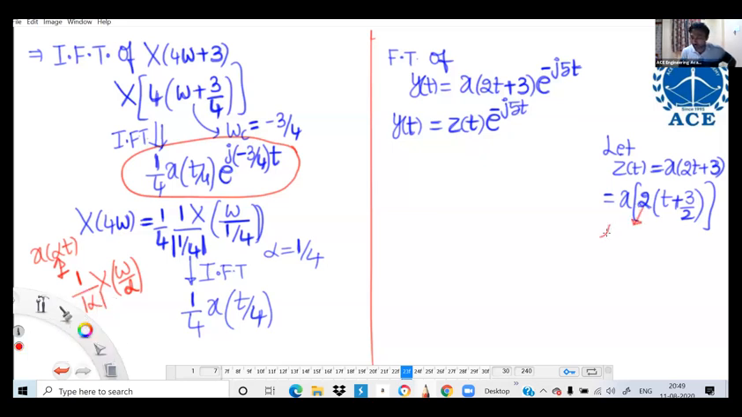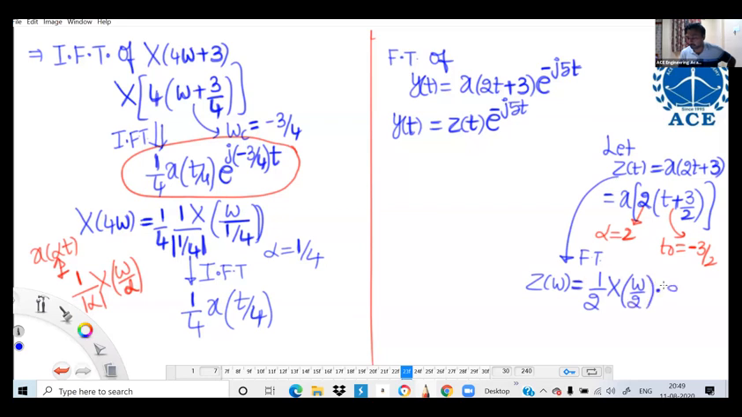Alpha is 2, t naught is minus 3 by 2. X of alpha t form, alpha is 2. T minus t naught shifting form, t naught is minus 3 by 2. What is the Fourier transform answer I can write? 1 by 2 x of omega by 2. X of 2t means 1 by alpha x of omega by alpha.